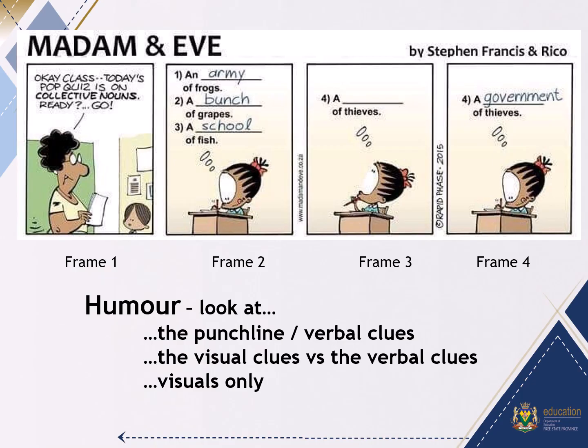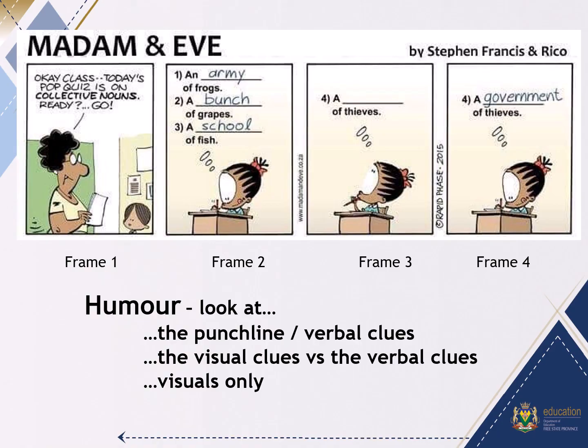Then let's quickly look at this one now. The humor is in the topic. The teacher says, today's pop quiz is on collective nouns. Ready, go. And these learners are completing all these collective nouns. And then the humor in it is, you see that Tandi's sitting thinking in frame 3, she's thinking about a what of thieves. And in frame 4, she writes, a government of thieves.